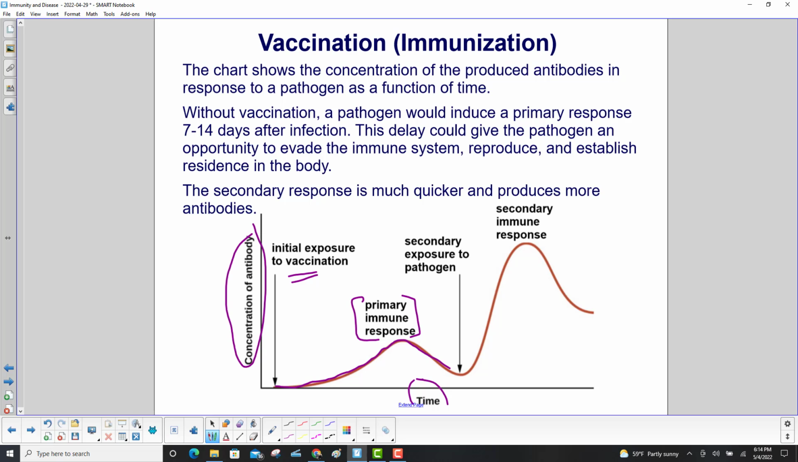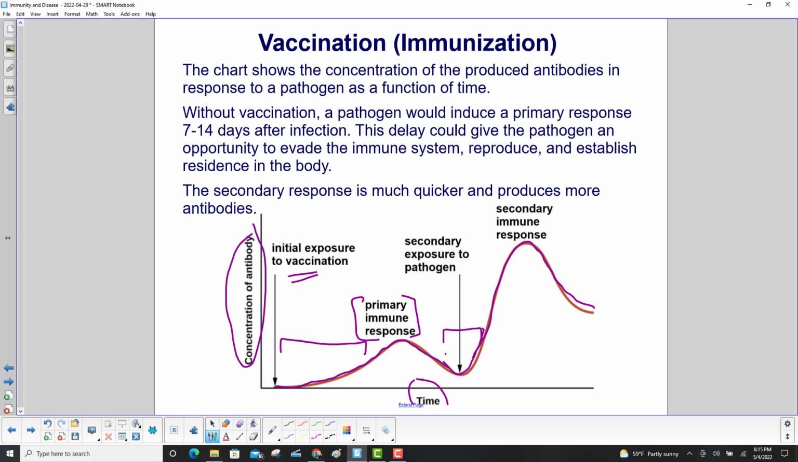Then, if you have a secondary exposure to the pathogen, let's say this is the real pathogen hitting you and it's not the vaccine, look how quickly it ramps up, much quicker than this time over here. Here it's just a little bit, a lot smaller, and the amount of antibodies produced is much, much higher. That's the secondary immune response.